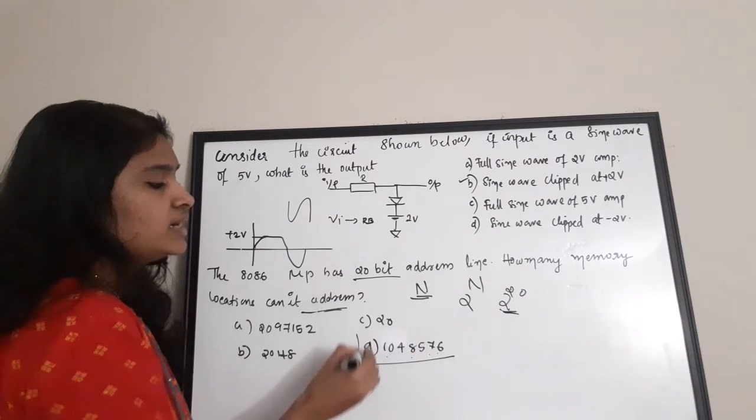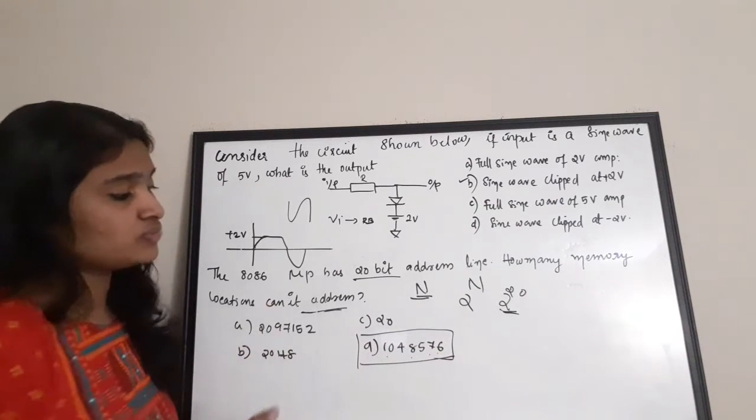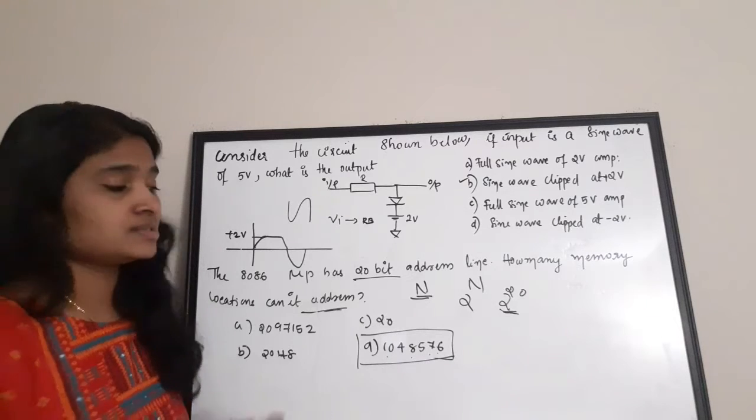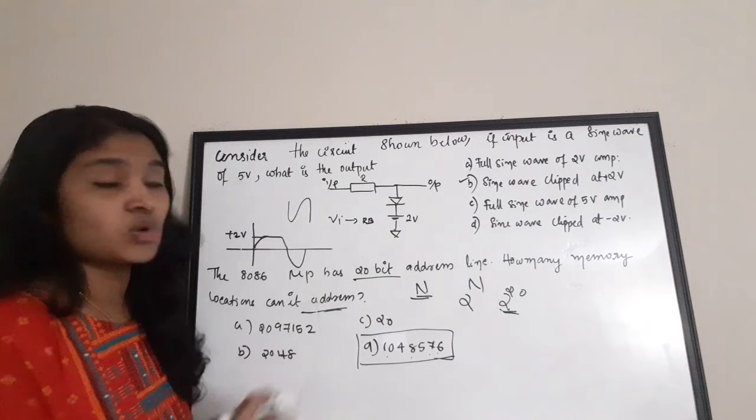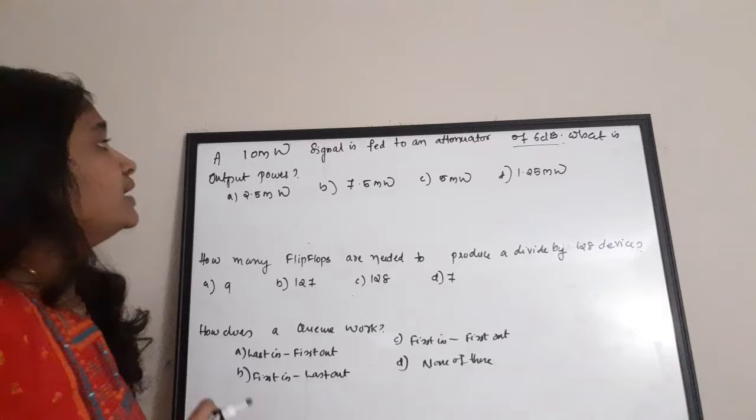1048576 is the value, and it can access this much number of memory locations. Okay, so the correct answer is option D.